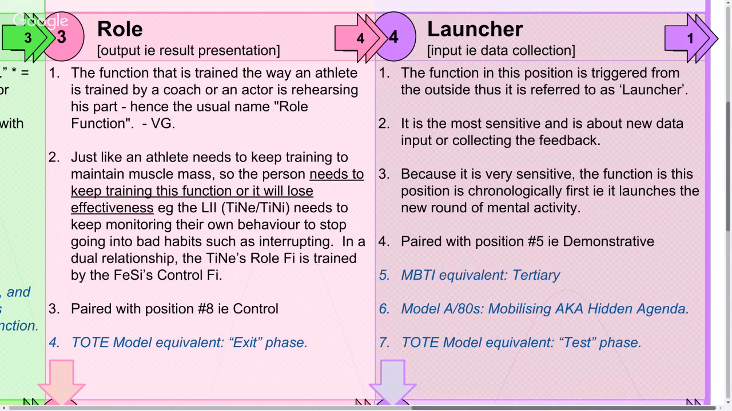In a dual relationship, the TiNe's role FI is trained by the ESFJ's control FI, paired with position 8 control in the dual. TOTE model equivalent, exit phase. So maybe that would be when the INTP feels they are happy with the solution. Then they say, okay, this is good. It's a nice elaborate theory. Let's exit and move on to something else. Or they might feel, oh, I'm bored, I'll go on to something else.